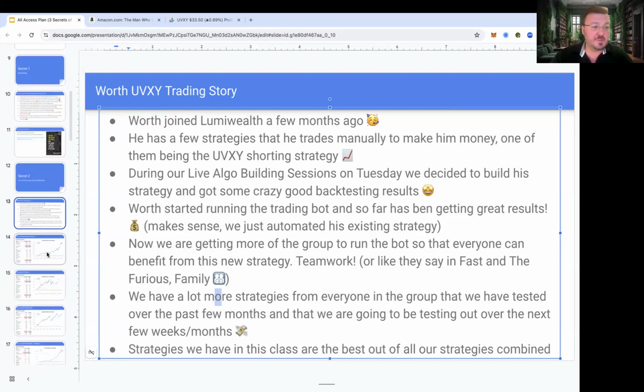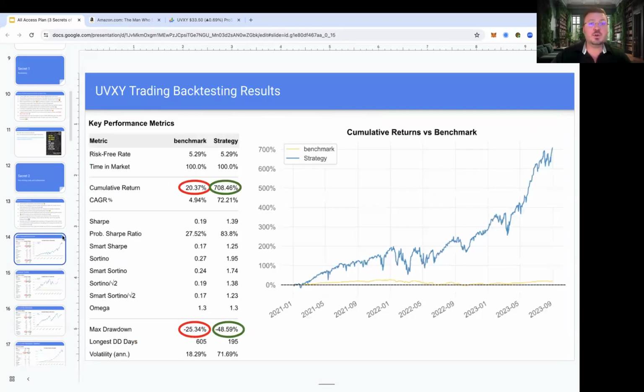So here's a couple of things that we built, right? Here is, for example, that UVXY strategy. This is the one that I was telling you about that Worth made. Here you can see in blue, this is how the strategy performed. This is the backtesting result. This is from 2021 until about the end of '23.